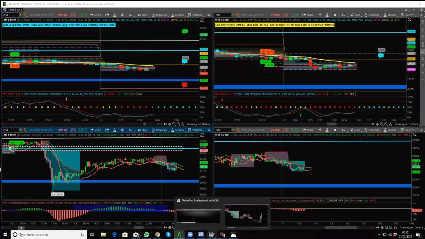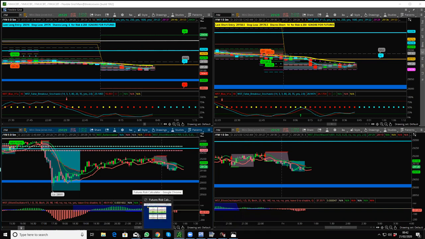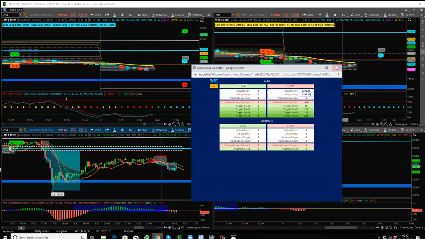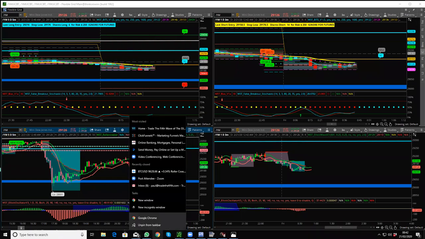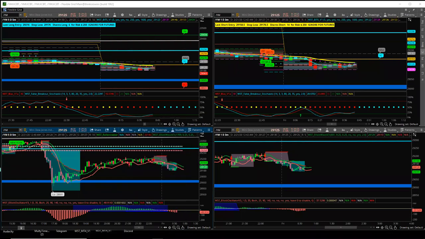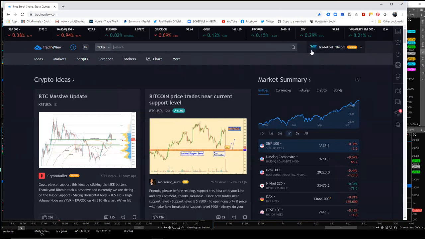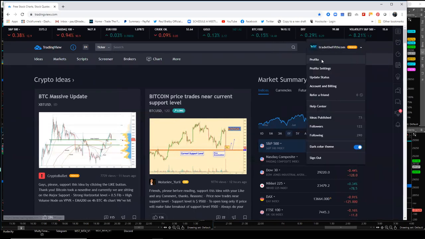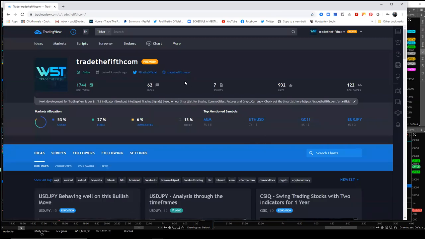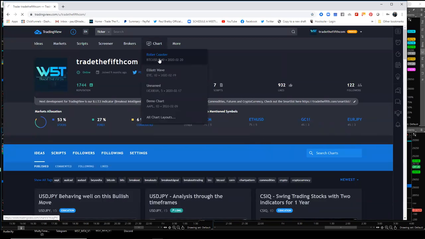TradingView. Find it first. Oh, have I closed it? I think I've closed it. Bear with me. I'm just going to put it back on again. Didn't realize I'd closed it. Okay. Let's go to the profile first. Go to charts. Roller coaster.